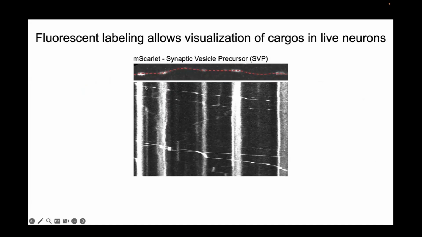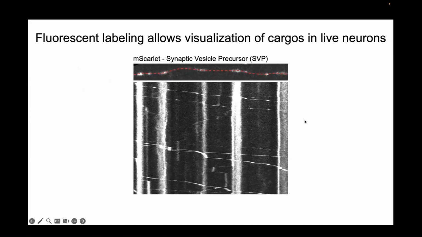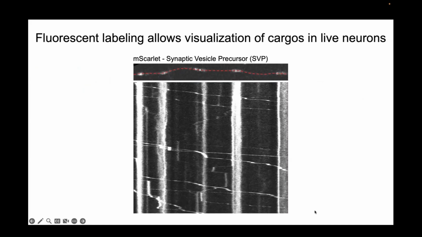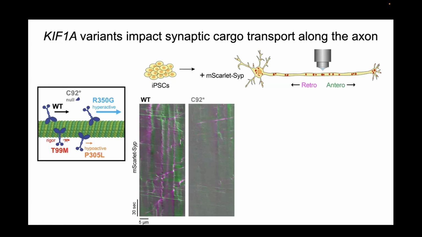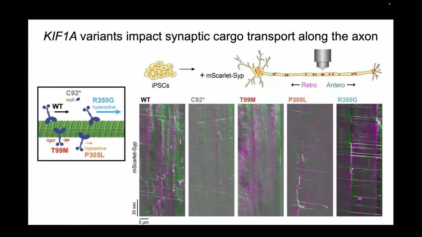And we can create a map of where these things are, where they're going, where they've been, which is called a kymograph. And you can see that these lines that are streaming across represent cargoes that are moving, ones that are stationary up and down represent accumulations. And so we can look at all these different KIF1A conditions to see what happens to the movement.